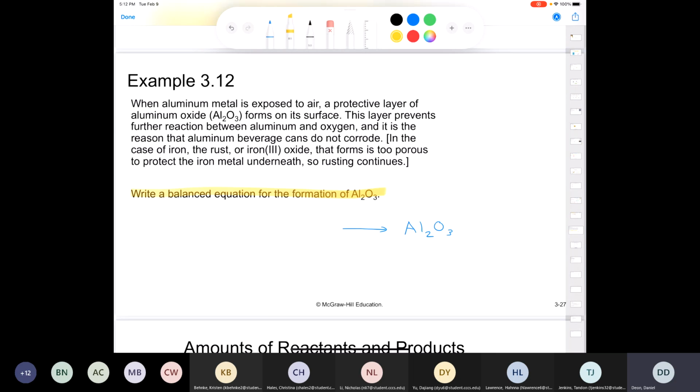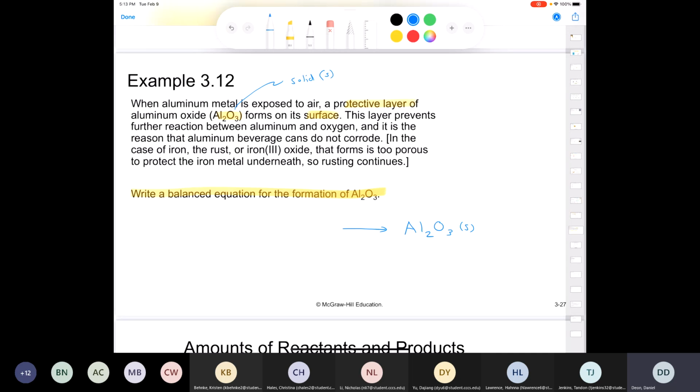Well, if we're forming a protective layer of Al2O3 on the surface, that tells us that the Al2O3 is a solid. And when something is a solid, we denote that by putting (s) in brackets. So this is Al2O3 solid. Well, what two elements are in aluminum oxide? Hopefully you can see that it's aluminum and oxygen.